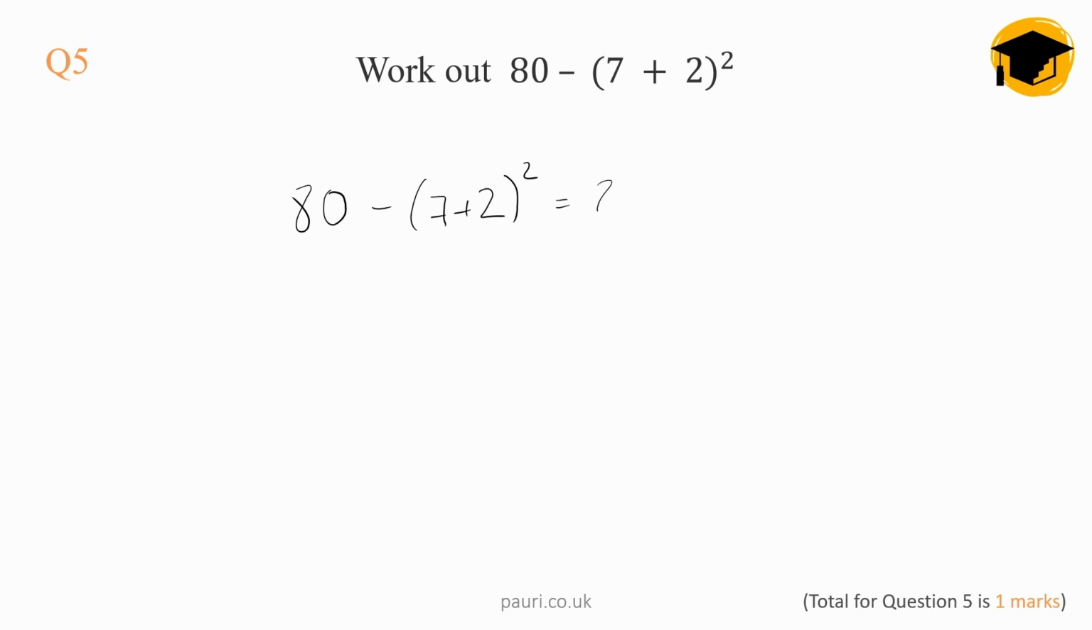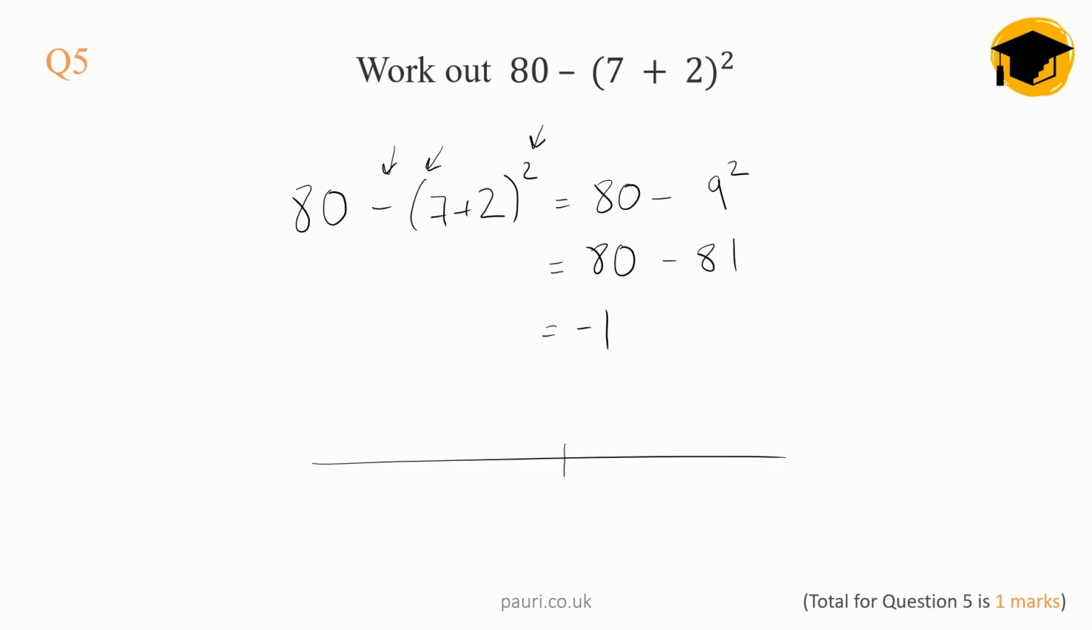Next, write down your question, 80 minus 7 plus 2 squared. Do your brackets first. So you've got 3 operations here. You've got brackets, subtraction, and indices. So brackets go first. 80 minus 7 plus 2 is 9 squared. And I'm going to get rid of the bracket now because we've done it. I don't need to write it down again. 80 minus, do indices next. 9 times 9 is 81. 80 minus 81 is minus 1.